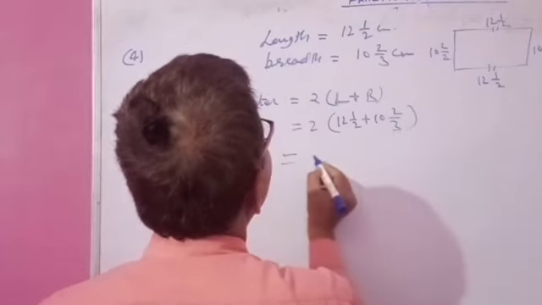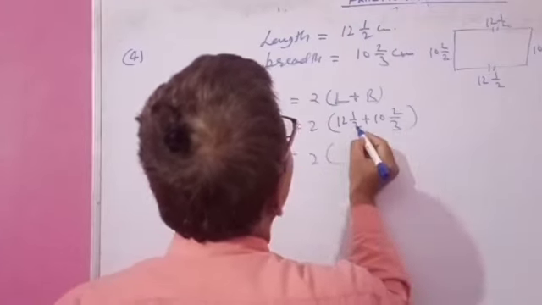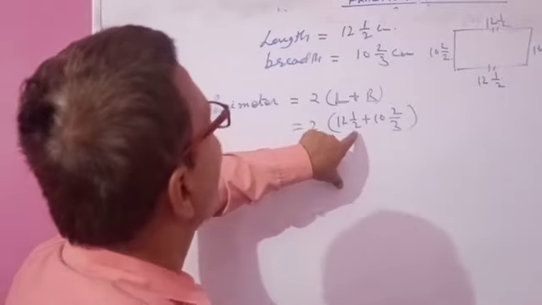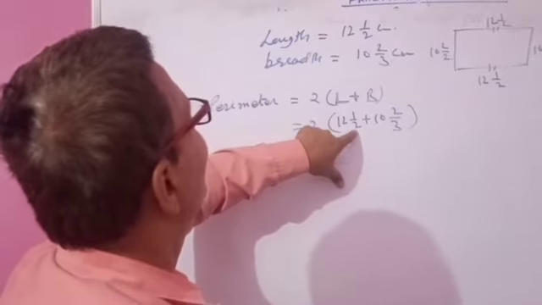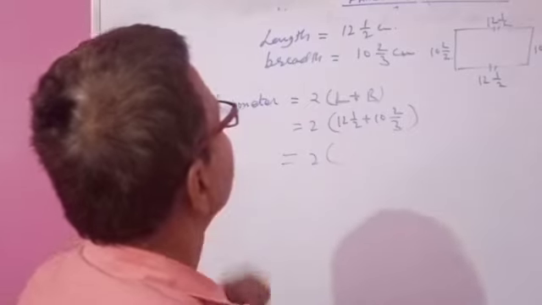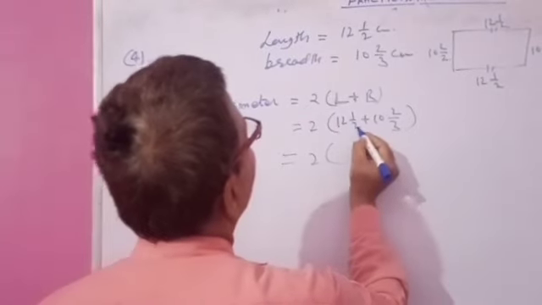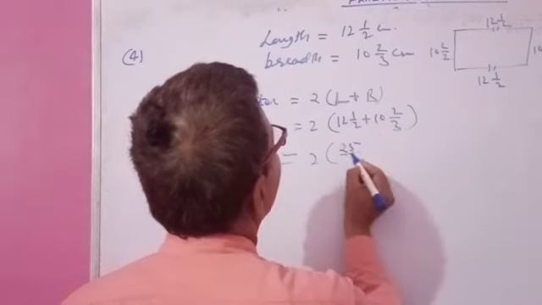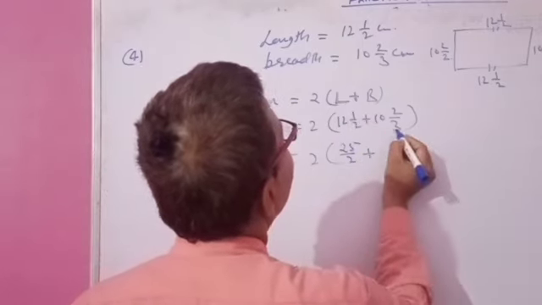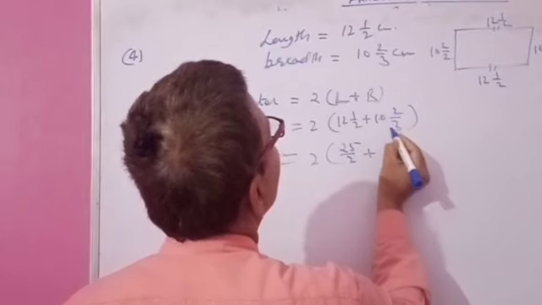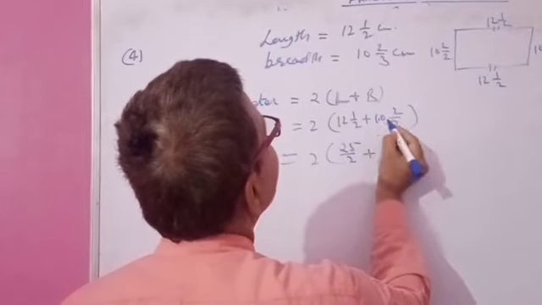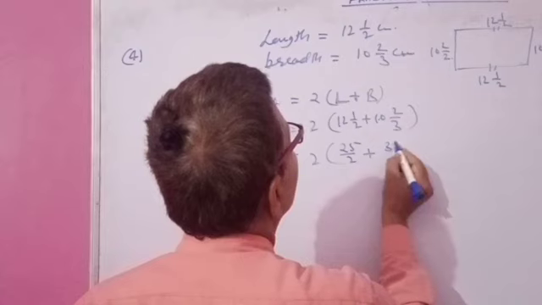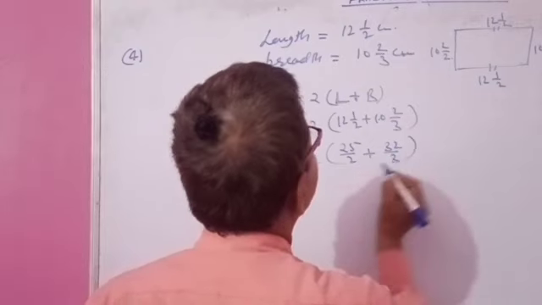Now we will change into improper fractions. You will multiply 2 multiplied by 12, that is 24, plus 1, 25. 25 upon 2 plus, you will multiply 3 multiplied by 10, 30, plus 2, 32 upon 3.